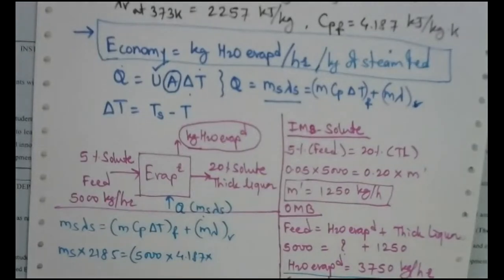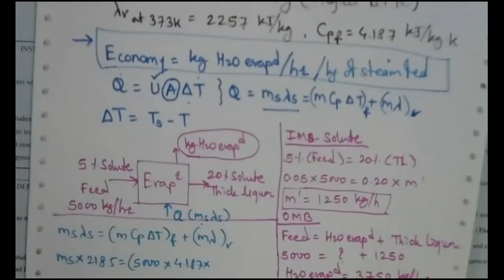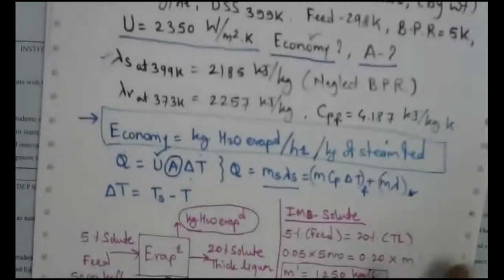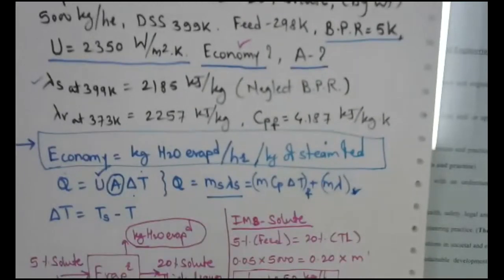Then delta T, that is the temperature difference, is for the feed. Now what are the temperatures? The 378 is the temperature, and the second one is 298. How is this 378 obtained? Because they have given the boiling point rise, right? So from this boiling point rise, we can calculate.